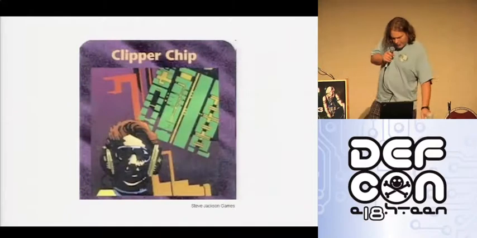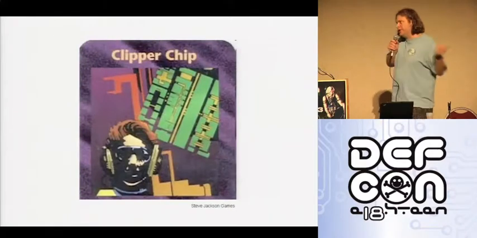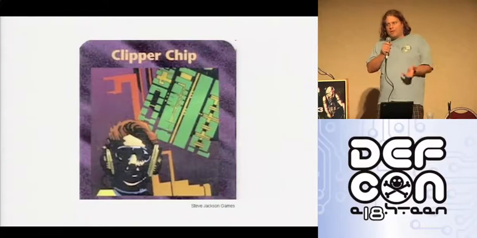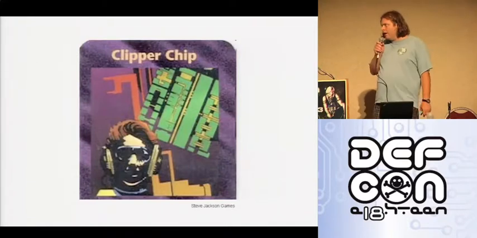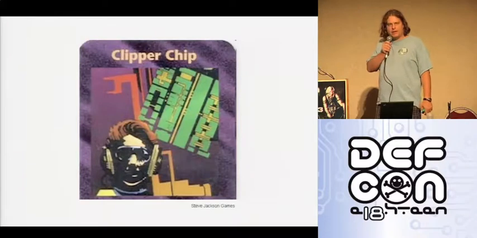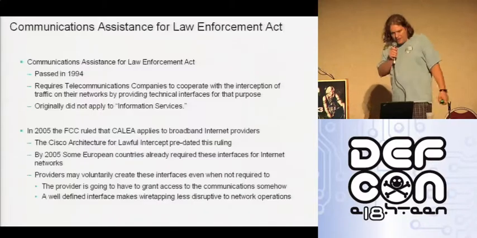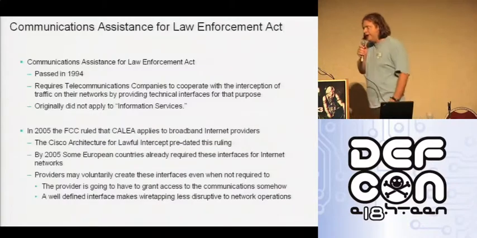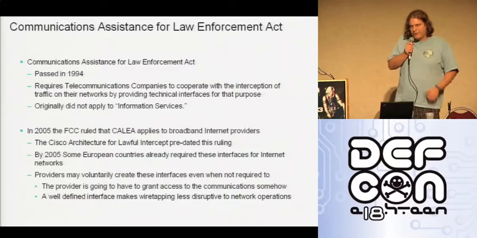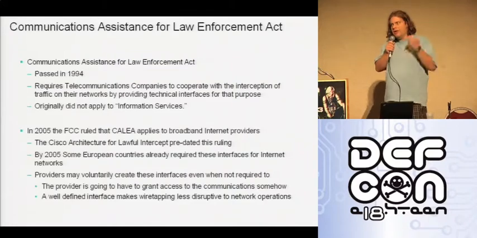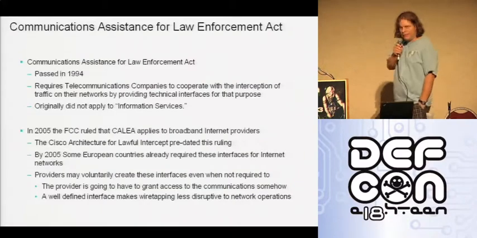One of the first salvos in this discussion was the Clipper chip. The Clipper chip was a crypto system that had a backdoor so the government could access the contents. It also had a flaw, which was discovered by some cryptographers, and as a consequence, didn't become as popular as they thought it was going to. That was in the early 1990s. Around the same period of time, the U.S. government passed a law called the Communications Assistance for Law Enforcement Act. This law requires telecommunications companies to create interfaces that allow law enforcement to perform surveillance.